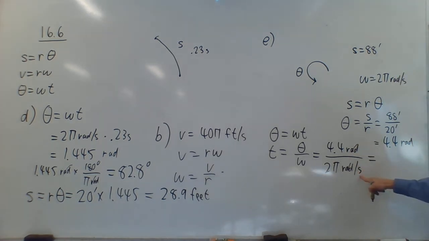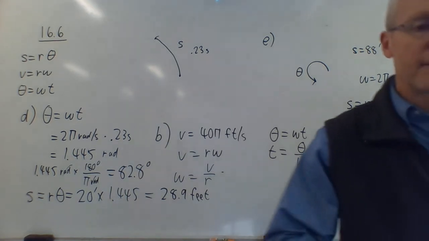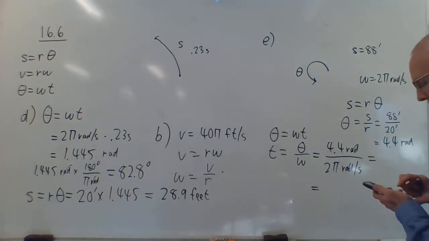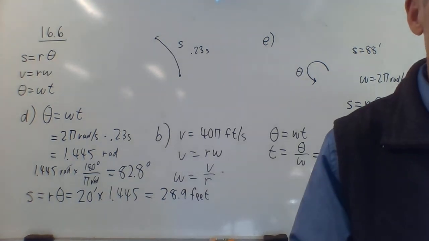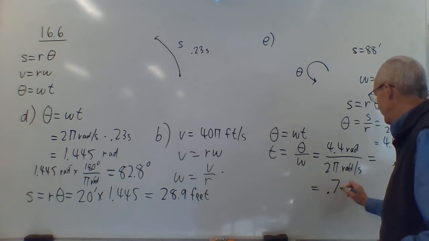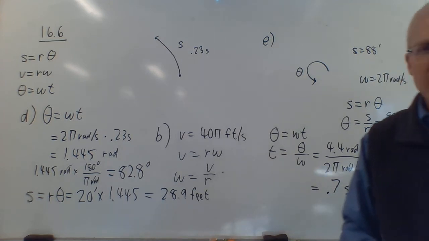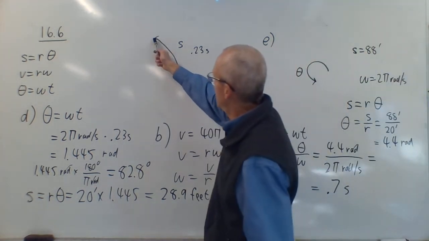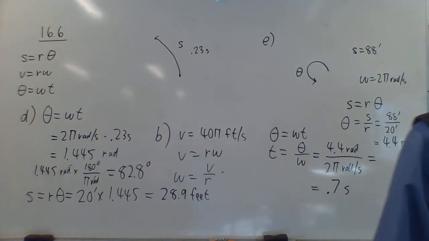Radians cancel, seconds in the bottom of the bottom is like it's in the top, so that's right. So 4.4 divided by 2 is 2.2, but divided by pi, I'm not going to do that in my head. So 4.4 divided by 2 divided by pi is almost exactly 0.7, 0.70028. So I'll just say 0.7. So about 0.7 seconds. It took 0.7 seconds to go all the way around, there, which kind of makes sense. It's 0.23 seconds for just up to here. So down to here, about 0.7 seconds. Sure, that makes sense.